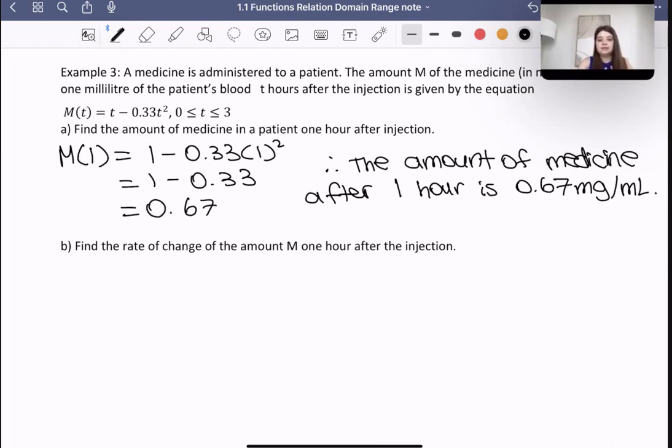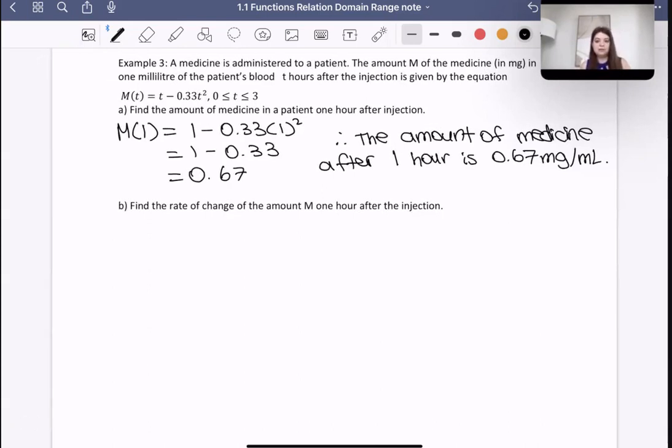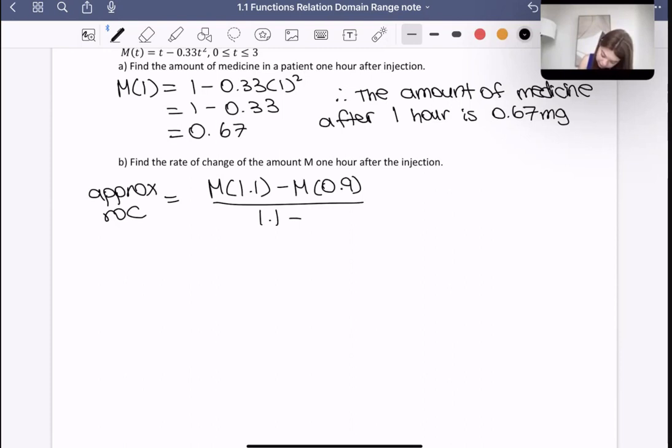Okay, awesome. All right, so the next part asks find the average rate of change of the amount 1 hour after injection. So now they want the rate of change. So not the amount of milligrams of the medicine in the patient's blood per milliliter. They want, at this point, just the rate of change. So to do that, we're going to find the approximate rate of change, which is going to be m of 1.1 minus m of 0.9 over 1.1 minus 0.9.